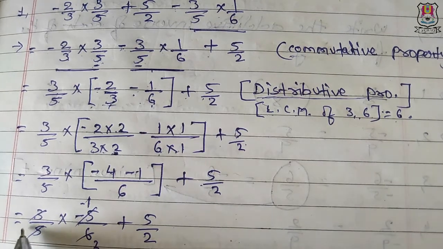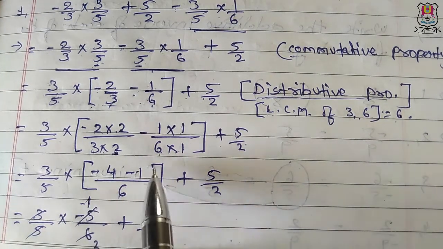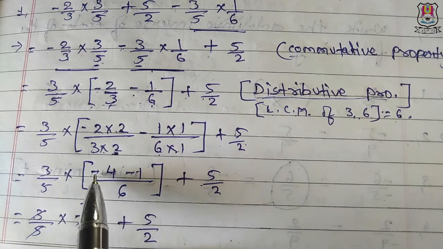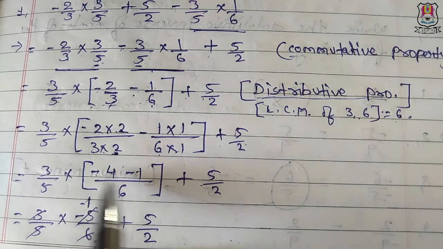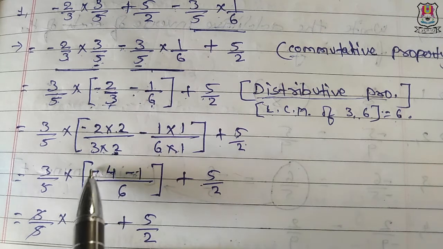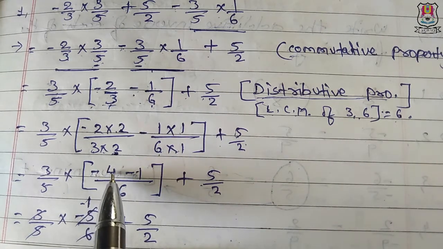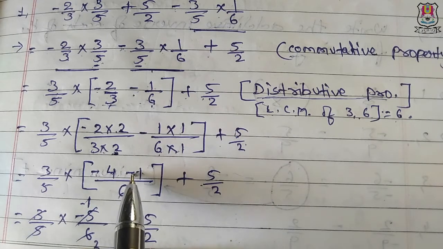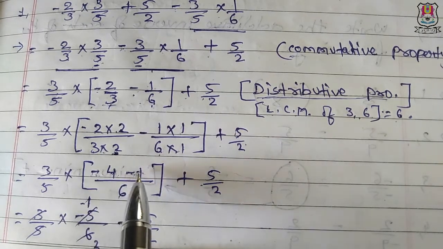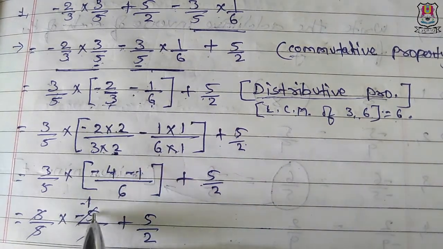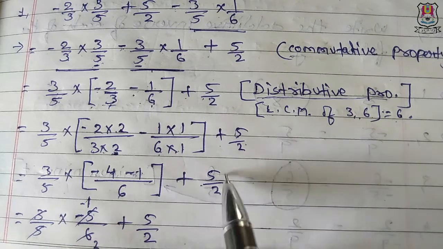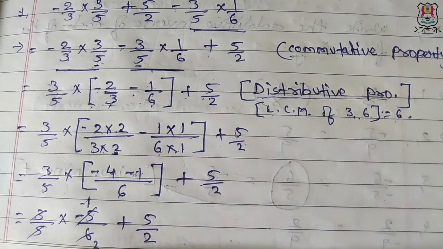Now the next step, when we are opening the bracket, minus 4 minus 1, minus minus, again this is going to be plus, but the sign of the bigger number, as I have explained you. So 4 and 1 both are in negative, so it is minus minus plus. So 4 plus 1 is 5, and the sign of the bigger number, that is minus, that I have written over here, 6 as it is, 3 upon 5 as it is, and this plus 5 upon 2 as it is.